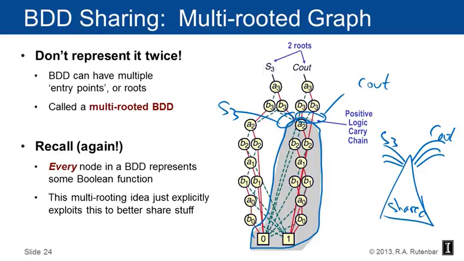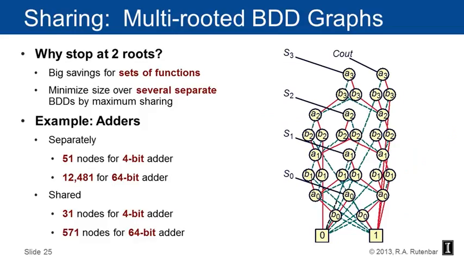And so these things are called multi-rooted, which just means that there's more than one pointer pointing to the node. There's a single node up there at the top that defines the entry point of the BDD. So these things are called multi-rooted BDDs. And again, every node in a BDD represents some Boolean function. So this multi-rooting idea is just explicitly exploiting all of this to better share stuff. It's sort of an engineering idea, but it's a wonderful and simple idea, and it actually makes things very efficient. You ask, how efficient? Oh, it makes things wonderfully, magnificently efficient.